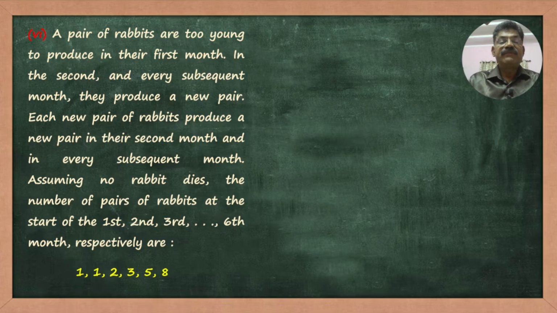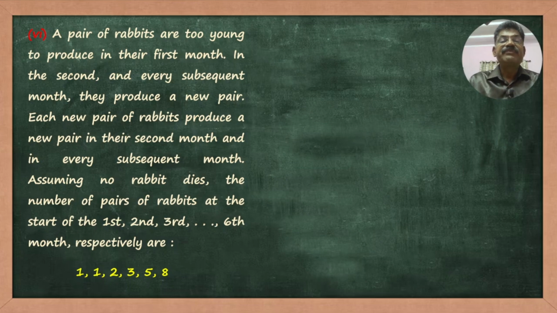Actually, this is called a Fibonacci sequence. First you have 1, next 1. Those two numbers are added to get the third number. Again, the second number and third number are added to get the fourth number. The third number and fourth number are added to get the fifth number, and so on. So it is a very famous sequence of numbers called the Fibonacci sequence.